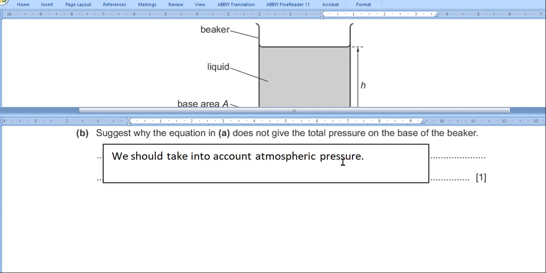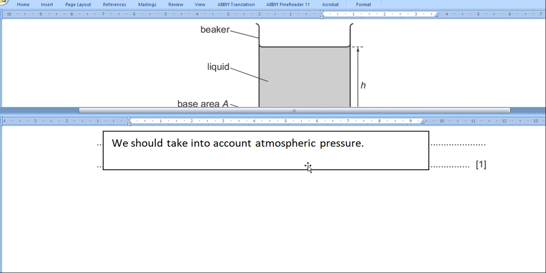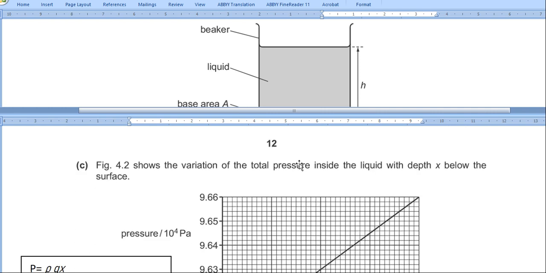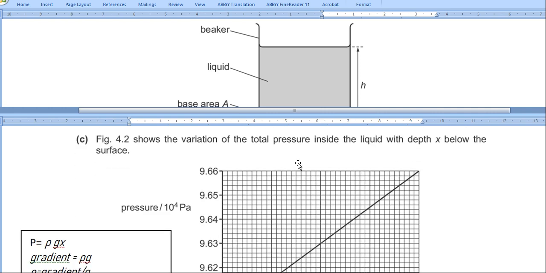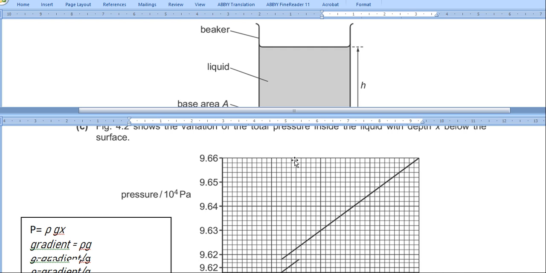We should suggest why the equation in part A does not give the total pressure at the base of the beaker. We should take into account atmospheric pressure. So total pressure will be atmospheric pressure plus pressure from the liquid. Figure 4.2 shows the variation of the total pressure inside the liquid with depth x below the surface.